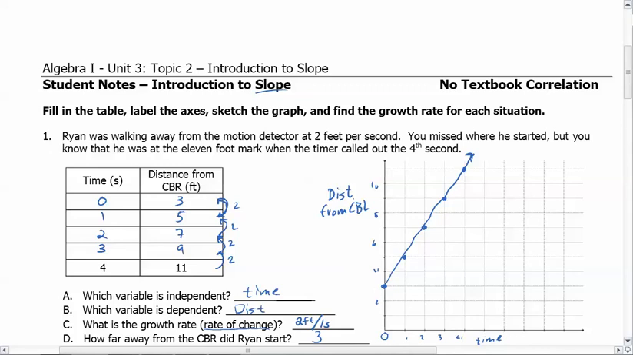Mathematically, we can always find the slope by using an equation. The equation that we use is m equals y2 minus y1 over x2 minus x1. Now please note that these are not exponents. They're not up at the top. They're not a superscript. They're actually a subscript.